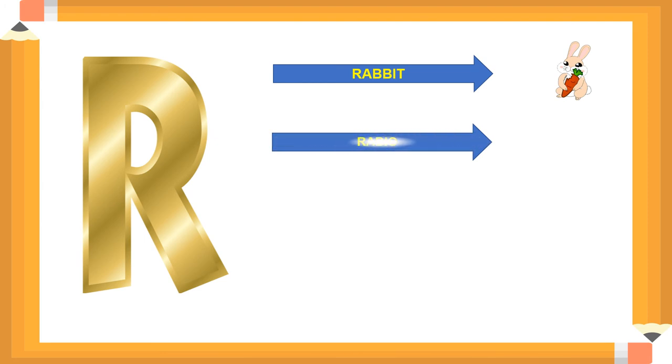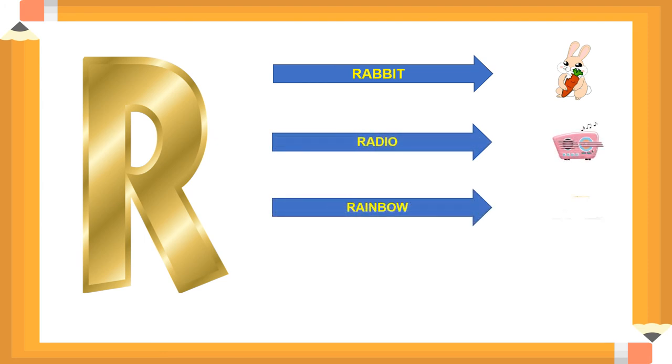Alphabet R. R for Rabbit. R for Radio. R for Rainbow. R for Rocket.